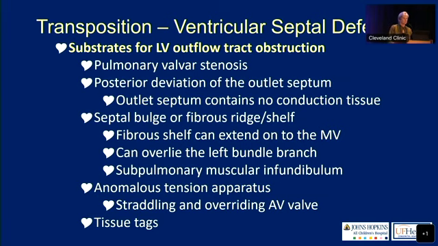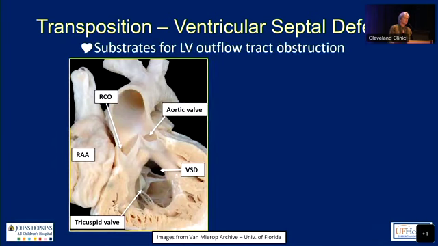You can also have a subpulmonary muscular infundibulum that is significantly thick to cause obstruction. Anomalous tension apparatus can also extend into the left ventricular outflow tract, and this can occur with straddling and overriding of the AV valve or tissue tags from a membranous septum aneurysm. So just some of these substrates you can see here.